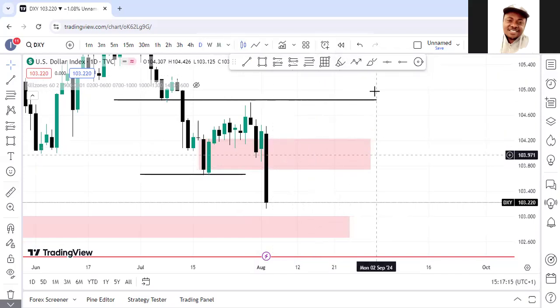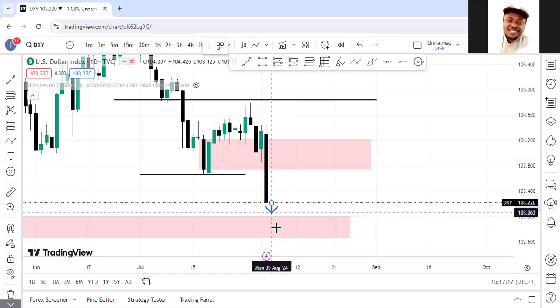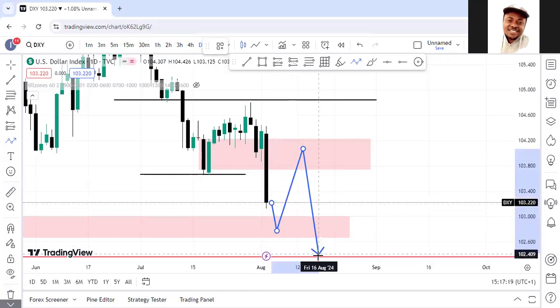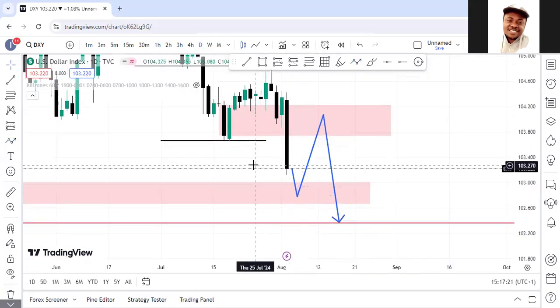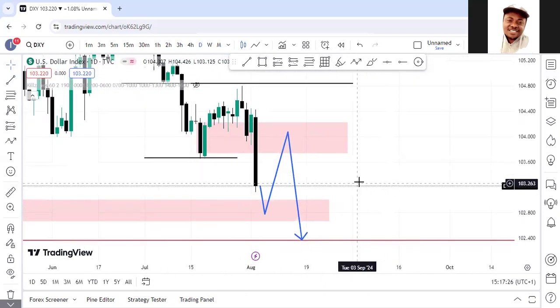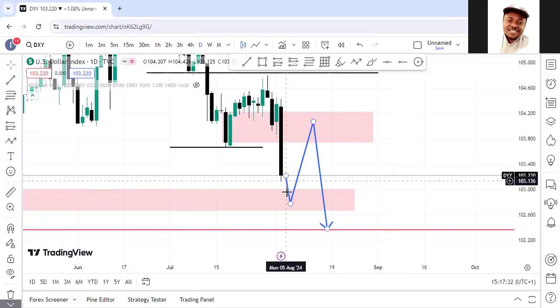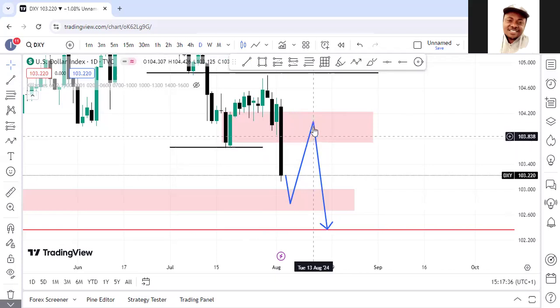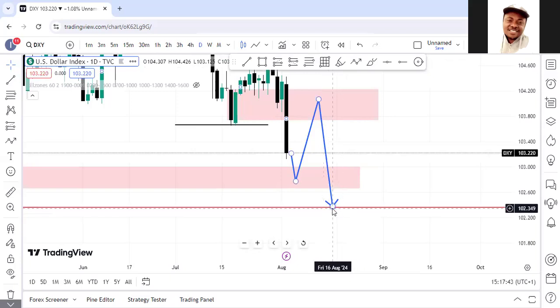So I'm expecting price to do something like this and then to continue. So this is my analysis for the dollar index for the new week. I'm expecting Monday to trade lower, and then probably Monday to Tuesday, Wednesday to trade into this area before we see the continuation. But ultimately, this is my draw on liquidity for the new week.